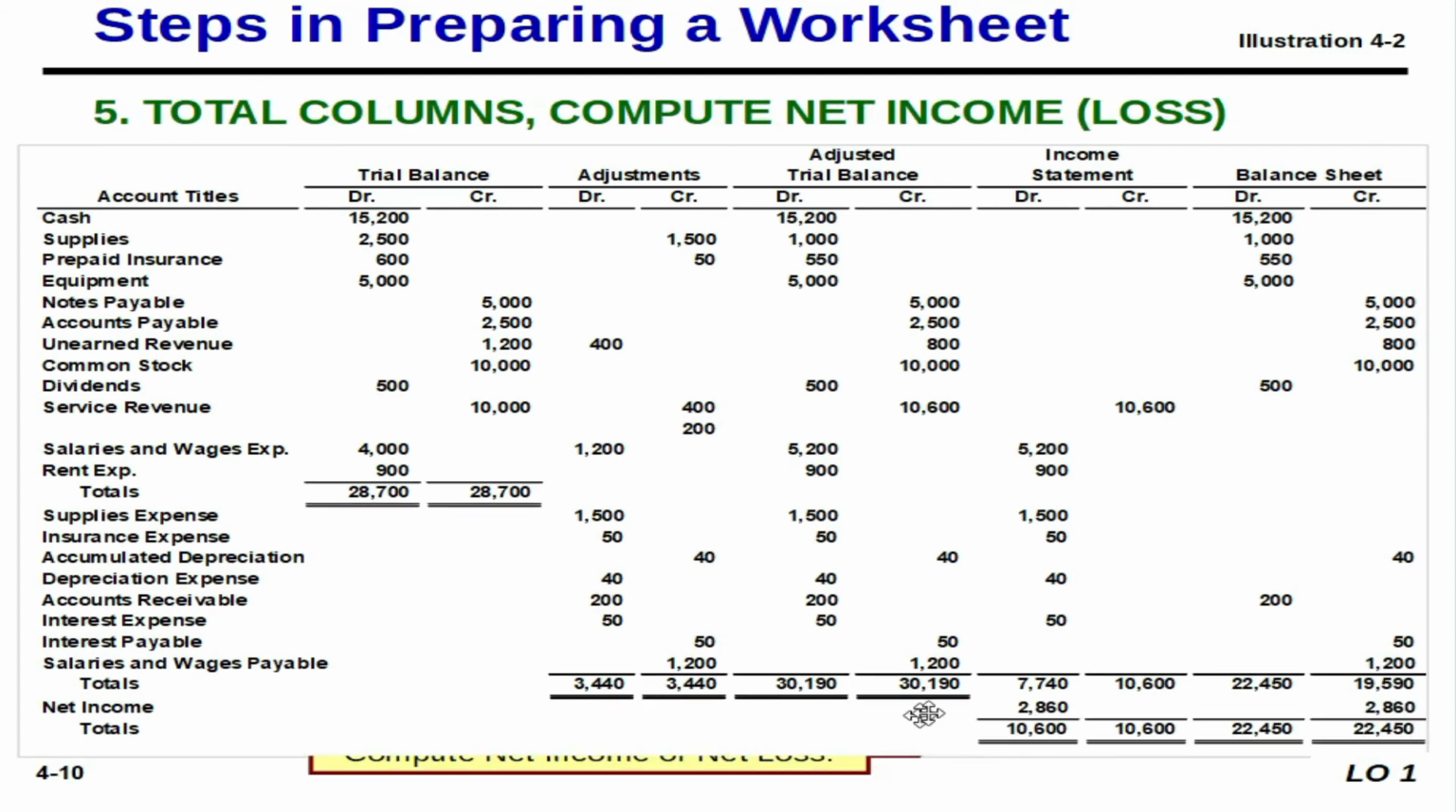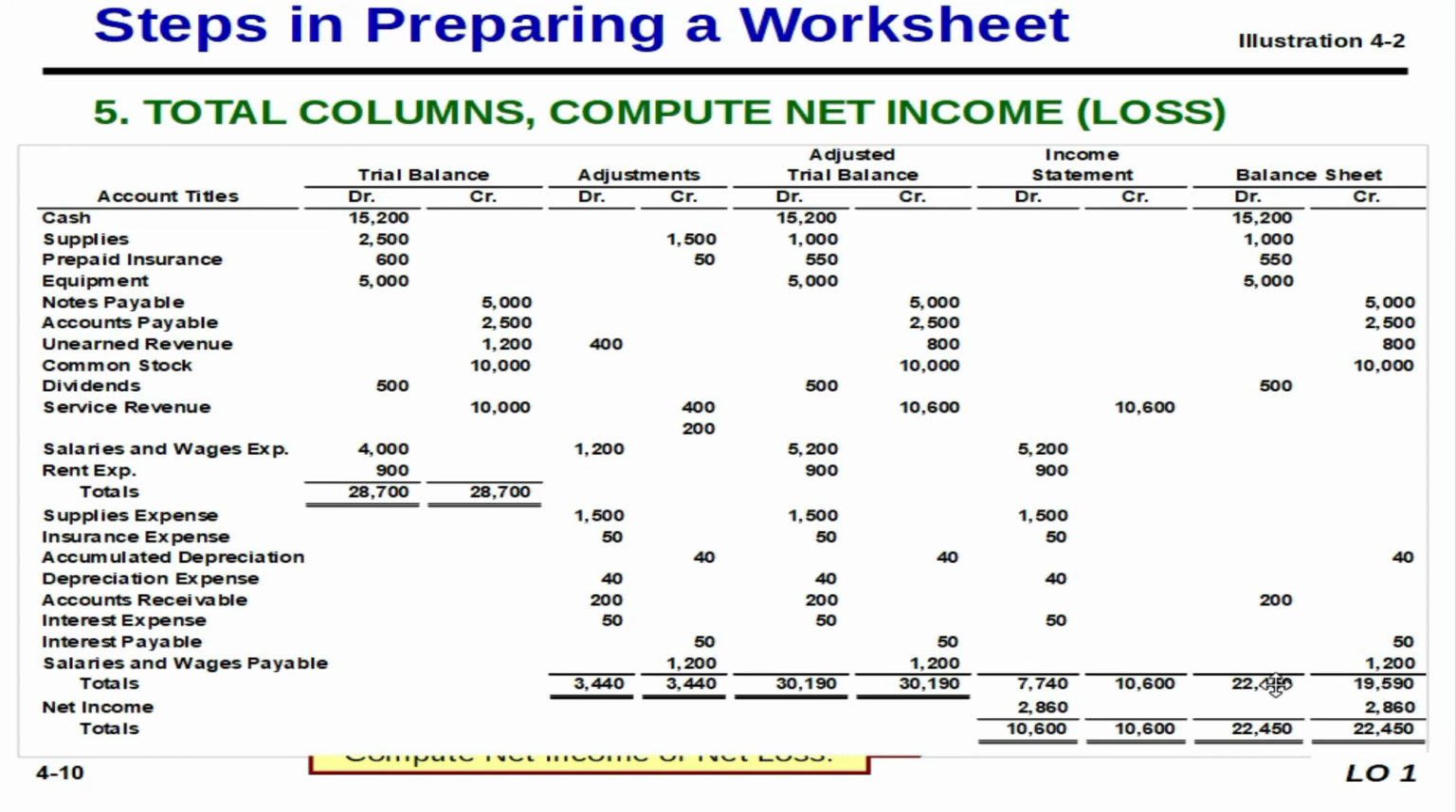Okay, so you'll see here, once we take the 7,740, which are all our expenses, and subtract that out from our revenue, we get this net income figure of 2,860. And now the two balance. Your revenues equal your expenses plus net income. 10,600, 10,600.